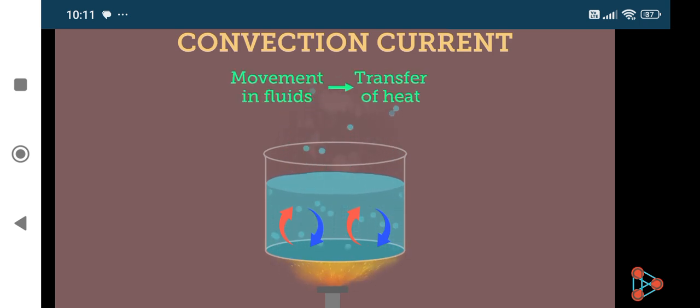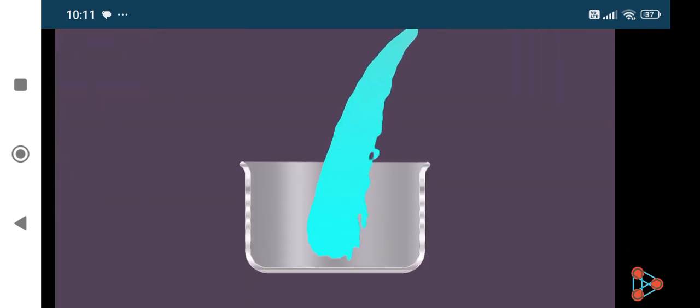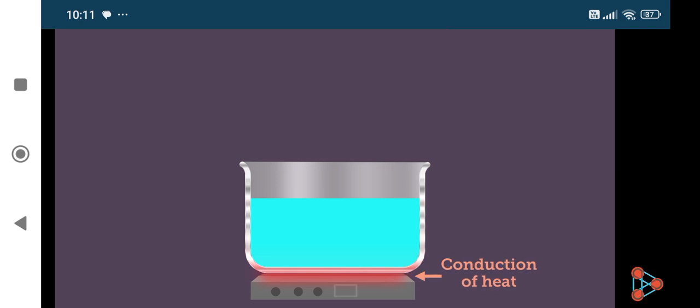Let us do an activity which supports our discussion. Take a round vessel and fill it with some water. What happens when we try to heat the vessel filled with water? Initially, the vessel will become hot. The transfer of heat takes place from the stove to the vessel. Yes, it's the case of conduction of heat here.